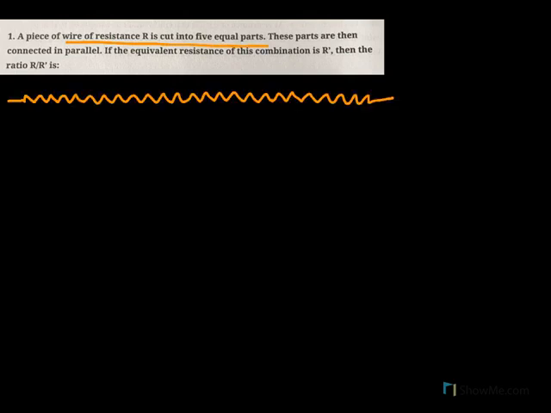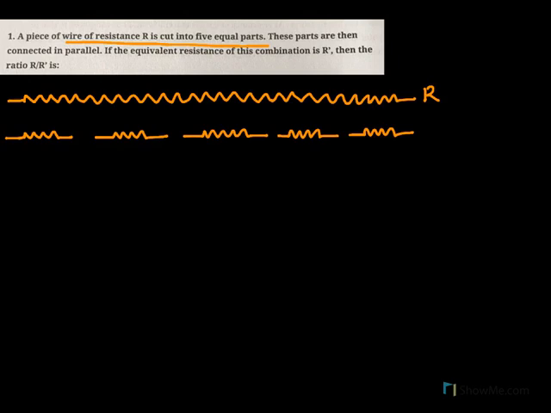A piece of wire of resistance R is cut into 5 equal parts. These parts are then connected in parallel. If the equivalent resistance of this combination is R dash, then the ratio of R over R dash is? To start with, I have a wire of resistance R and it is cut into 5 equal parts. So this is my resistance R and it is now cut into 5 parts.